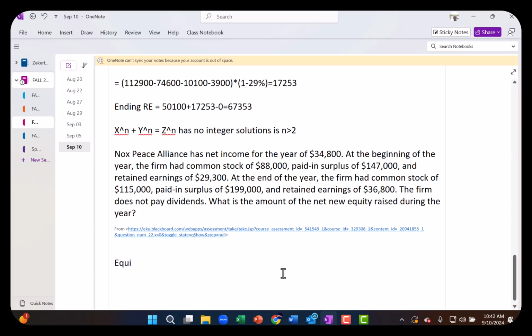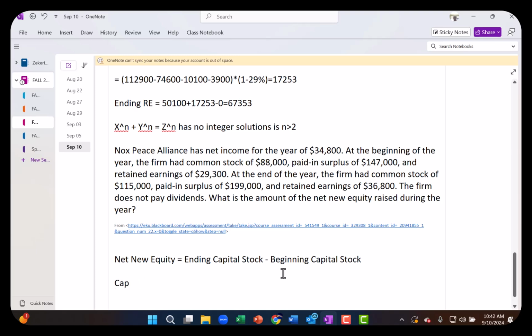Okay, net new equity, another way, ending capital stock, and capital stock is common stock plus paid in surplus.